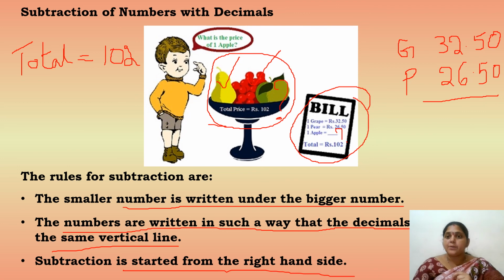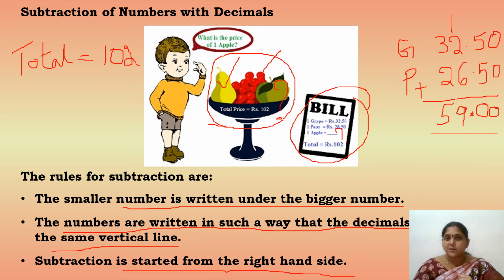Now, first you have to add for finding the third number. We have to add both the numbers. 0 plus 0, 0. 5 plus 5, 10. 0 you write here, carry forward 1. 6 plus 1, 7. 7 plus 2, 9. 3 plus 2, 5. So what is the total cost of grapes and pears? It is 59 rupees.